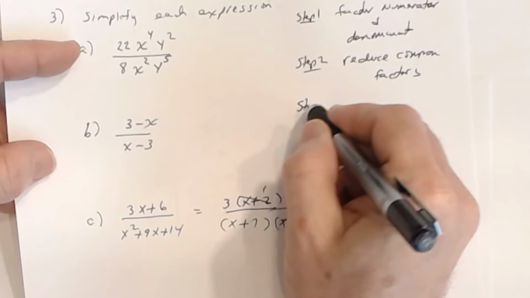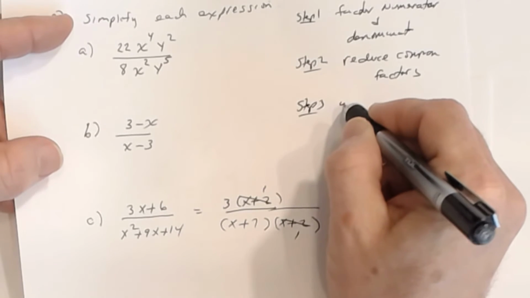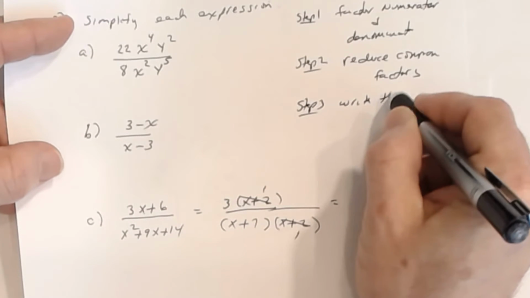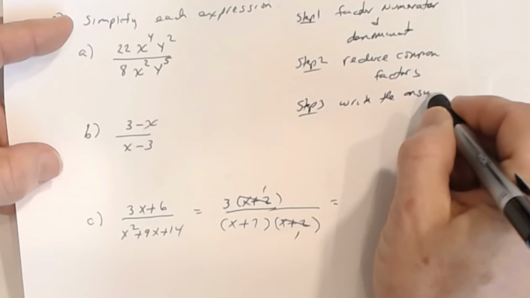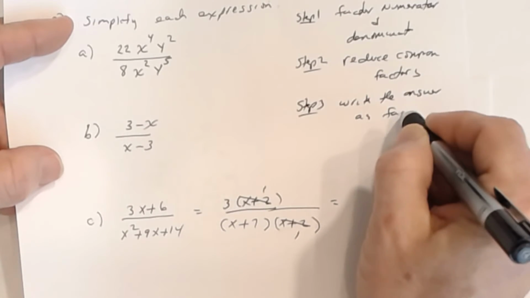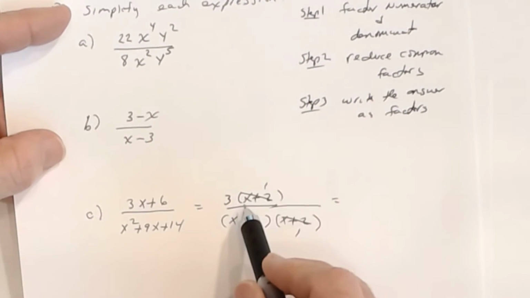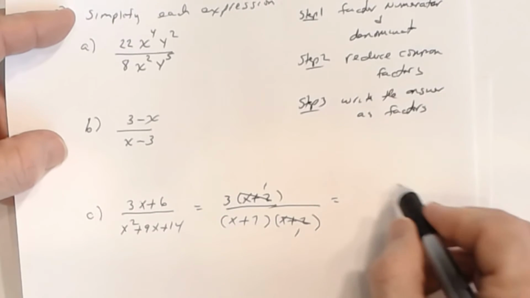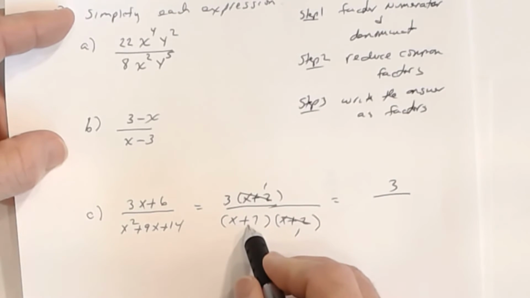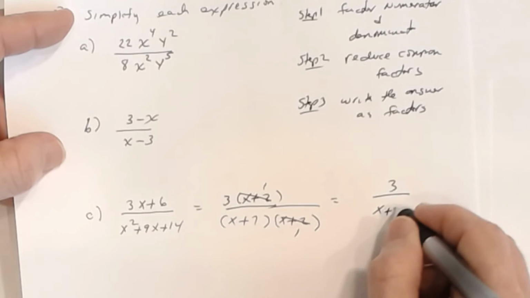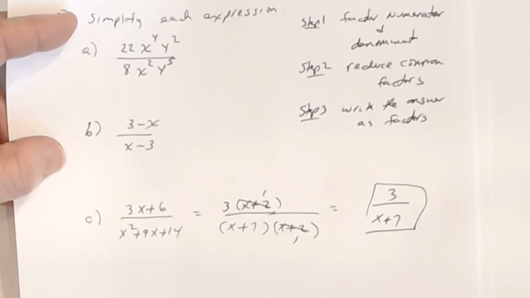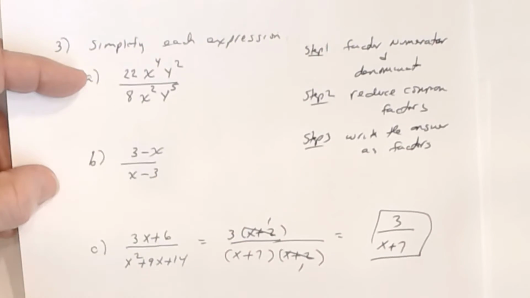So step three is to write the answer as factors. So we get 3 times 1 is 3. X plus 7 times 1 is x plus 7. So there's your answer. And so that's how you do simplifying each expression.